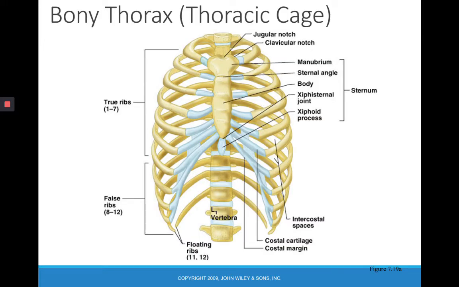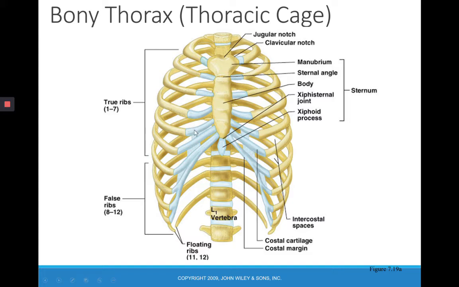So here's the basic structure of the thoracic cage. Again, you can see in the back we have the vertebrae. It's going to be the thoracic vertebrae. In the front we have the sternum. You may know that as the breastbone. The top of the sternum is called the manubrium. Then you have the body in the middle. And then down here shown is cartilage of the xiphoid process. The xiphoid process is the last bone to ossify, so oftentimes it is depicted still as cartilage.